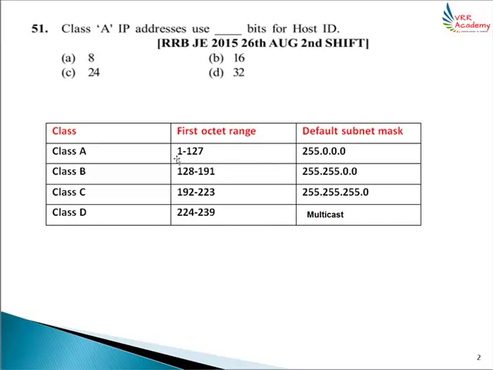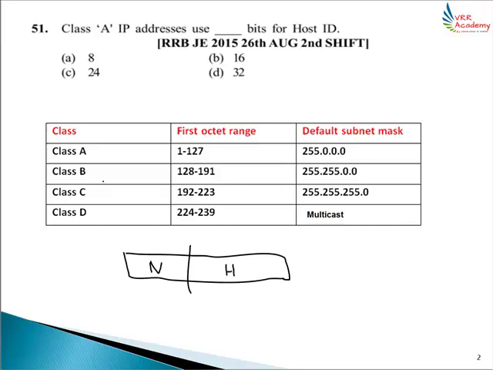For class A, the subnet mask is 255.0.0.0. For class B, the subnet mask is 255.255.0.0. For class C, the subnet mask is 255.255.255.0. So using the subnet mask, you can easily identify the network part and the host part. If you take any IP address, either class A, B or C, we divide it into two parts: the first is the network part, and the second is the host part.